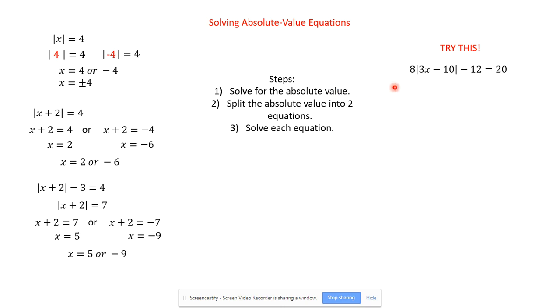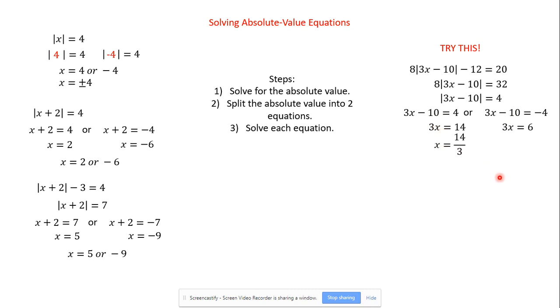First step, we need to solve for the absolute value. So here's the absolute value. We have times 8, we have minus 12. Let's add 12 to get 8 times the absolute value equals 32, and divide by 8 to get the absolute value equals 4. Now we can split it up into 2. So what's inside will equal 4, or what's inside will equal negative 4. Now we can solve. Start by adding 10. So that'll get us 14, or in this case it'll get us 6. Divide by 3. X equals 14 thirds, or x equals 2.